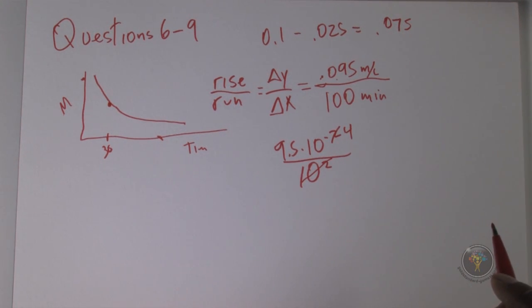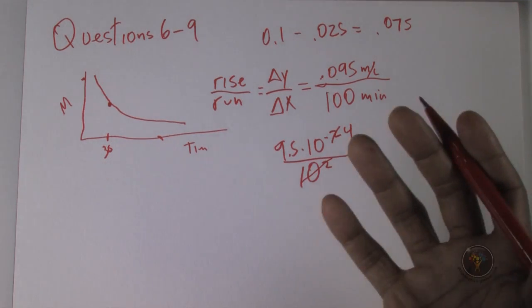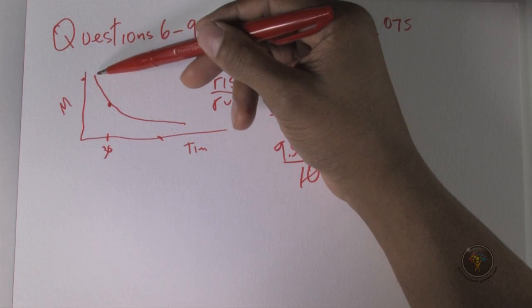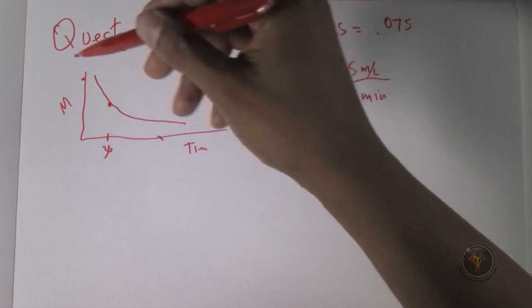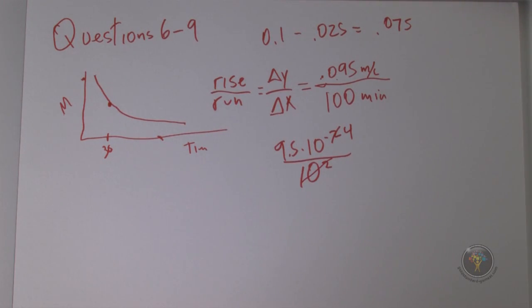Moving on to question number 9. So, is the decomposition of X a first order reaction? Well, the first thing that you need to understand is what is a first order reaction. And the first thing is you should be very comfortable with the shape of this curve with these units. This is molarity, this is time, and you just have to imagine for yourself.